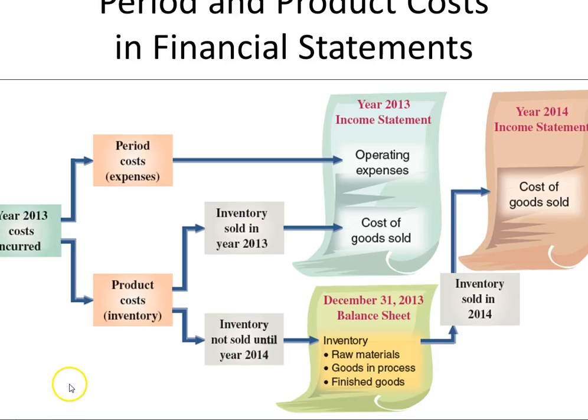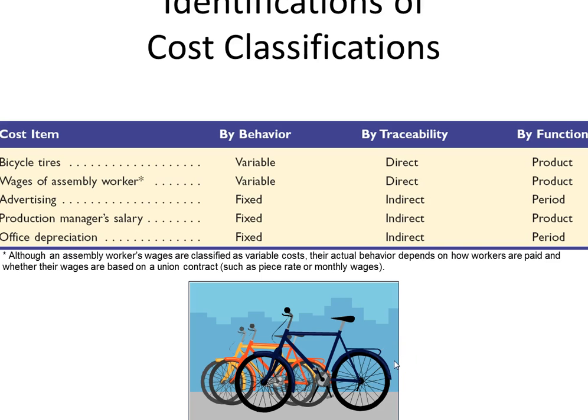So here's a quick visual representation of different kinds of costs. You have your period costs, which are moved over into your operating expenses, and then your product costs in inventory are moved into your cost of goods sold. And the remaining inventory that hasn't been sold is showing up as your raw materials, goods in process, and your finished goods here. So this is a visual representation of what is happening.